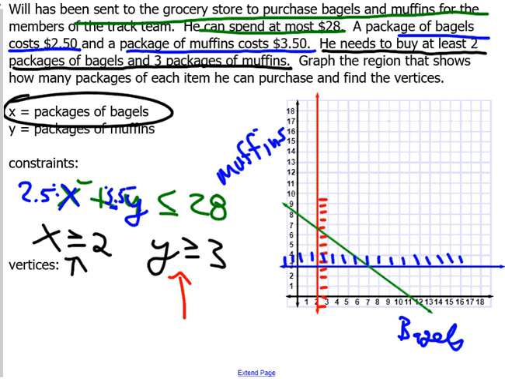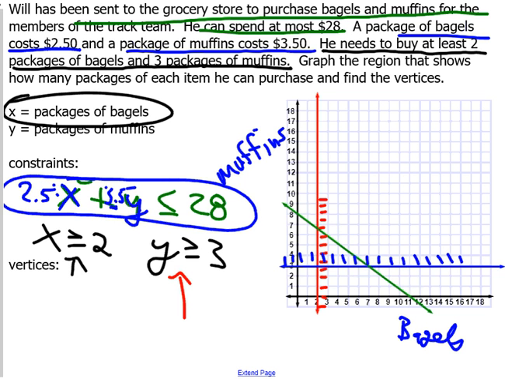And last but not least, this whole thing, which if you take the time to graph it would be that green line, it needs to stay less than 28. So less than means under, so it goes just like that. And then, of course, that little triangle did become our feasible region.